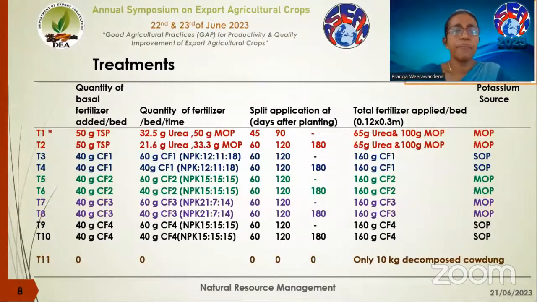Treatments are as follows. T11 is the control without any fertilizer, and T1 and T2 are straight fertilizers. T1 is the fertilizer recommendation of our department, and T2 is straight application of that recommended fertilizer. T3 to T10 are 4 different compound fertilizers, and out of them in T3 and T4 the K source is SOP, and also in T9 and T10 the K source is SOP. However, in all treatments, the total fertilizer applied per bed was 160 grams.